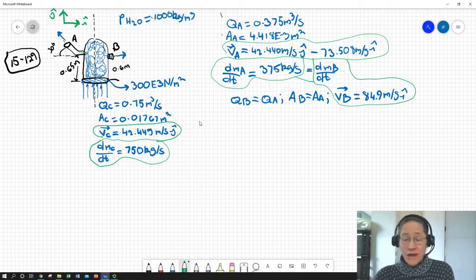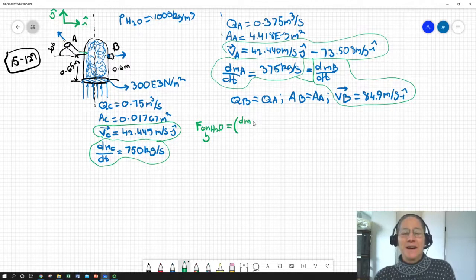Now we're going to apply impulse momentum, and we're going to start with the force on the water, on H2O for water, in the y direction. We're going to start tallying up changes in momentum to get impulse per unit time, which is the same as force. So we're going to start with A.